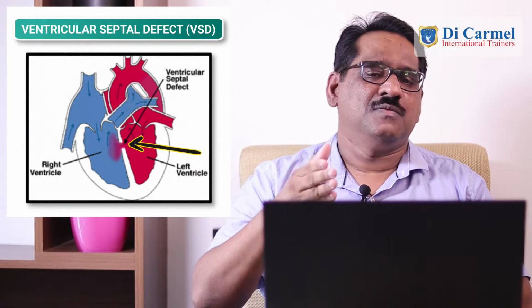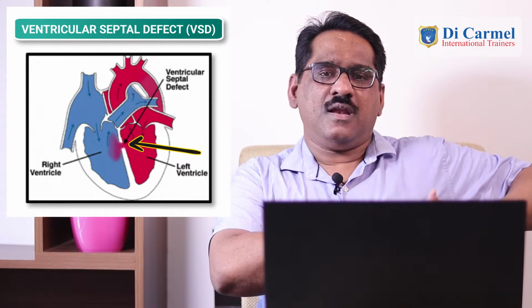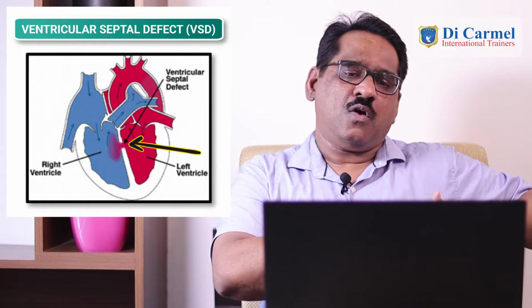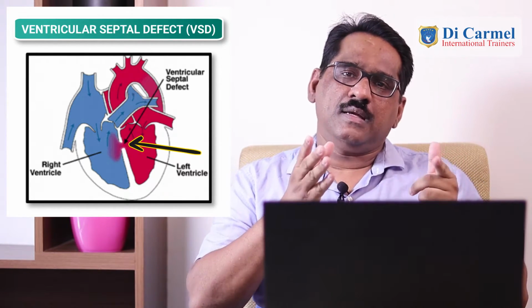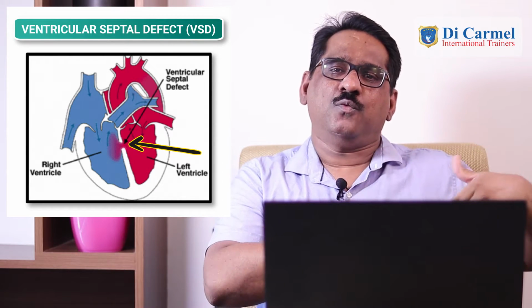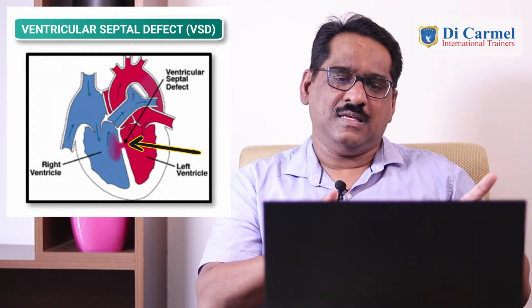What is happening with the VSD, which is ventricular septal defect? There is a large opening between the left ventricle and the right ventricle. So through that opening, blood from the left ventricle will flow into the right ventricle. So the blood that is getting pumped out from the left ventricle still remains oxygenated because there is no mixing, as you can see in this case.